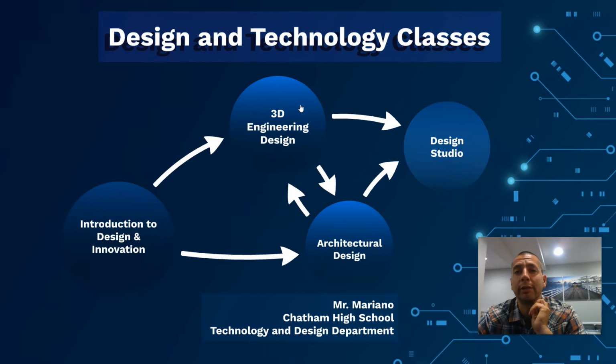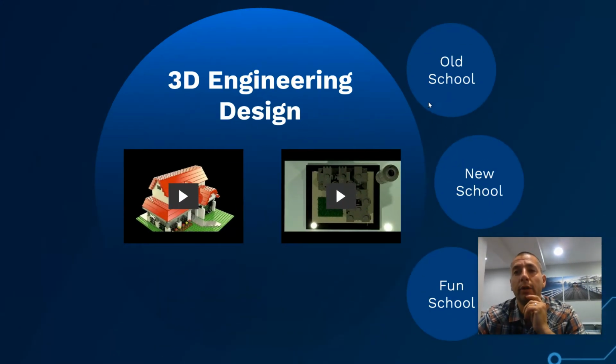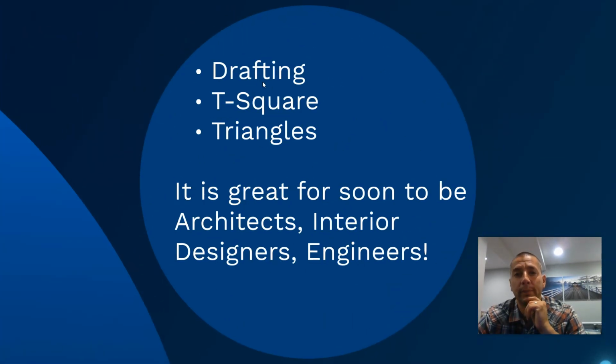In 3D engineering design this year, we are starting off with drafting. And this is a very good topic to start off with. It is one of those topics that I do cherish because of how much a college really needs a student to have experience in before they get into the engineering field. We go over the drafting supplies like a T-square and triangles. And like it says right there, it's great for anybody soon to be interested in the field of architecture, interior design, and engineering.